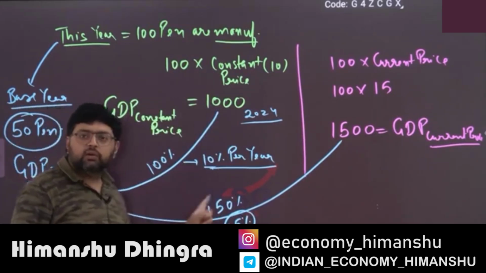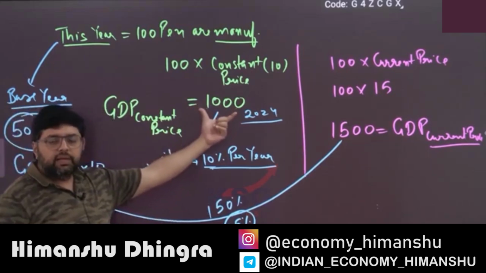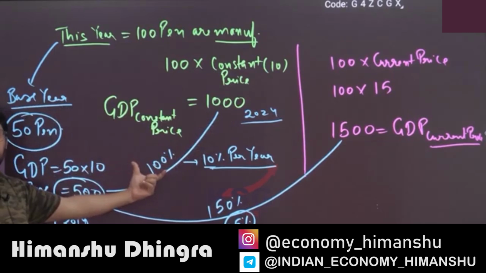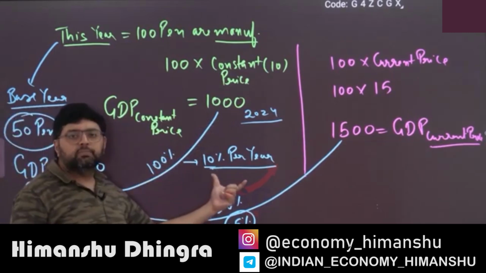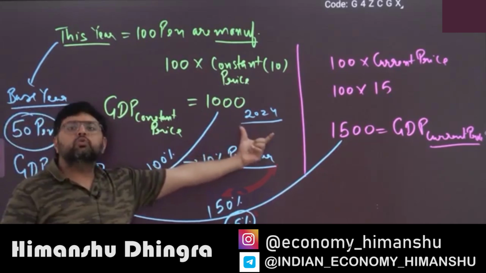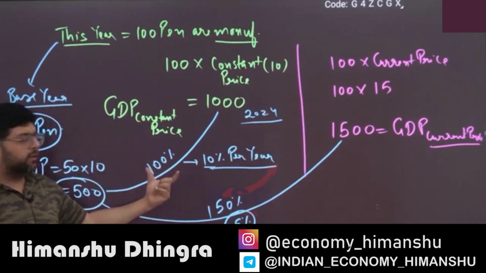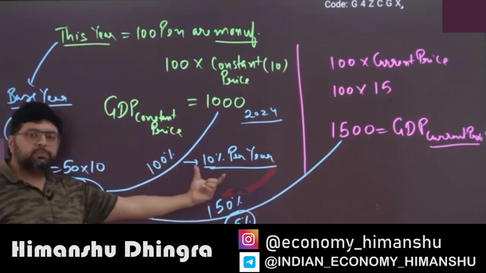So here I am looking at the growth rate, so I will compare it with the base year. When I compare this GDP number with base year, 100% growth is there. So can I say that it is 10% per year? Assuming that base year is 2014 and the current year is 2024, can I say that GDP has grown at 10% on an average, that is per annum?